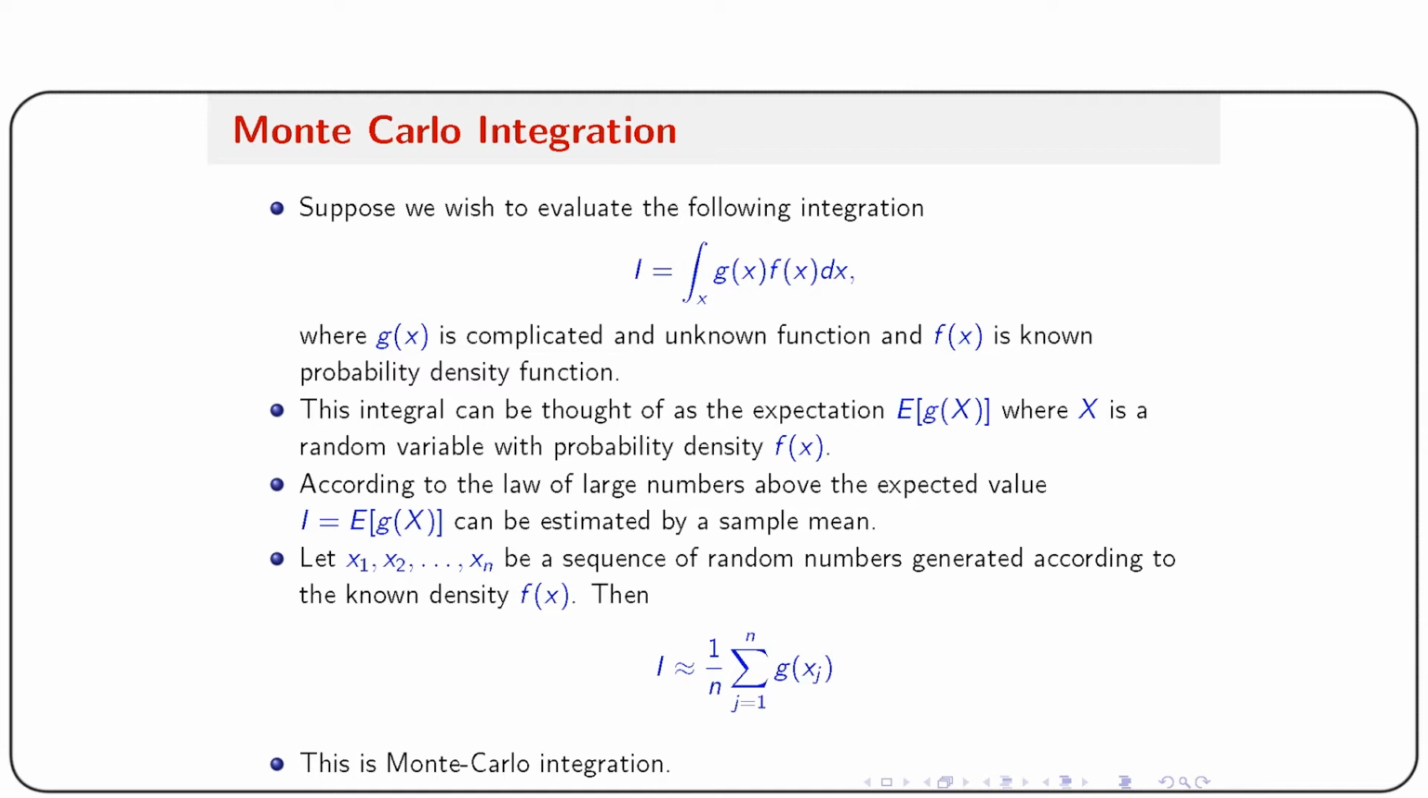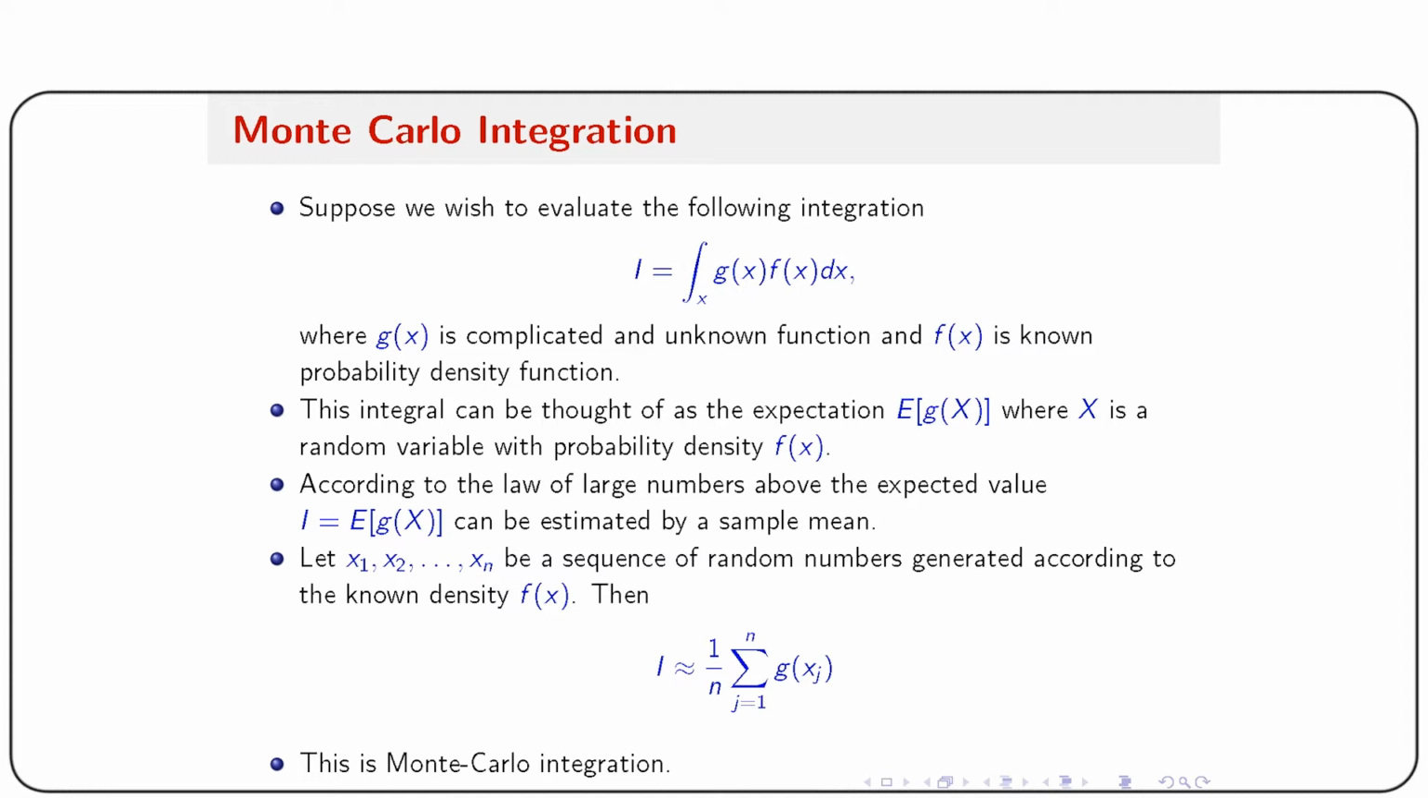Suppose we wish to evaluate the following integration: I equals the integral of g(x) f(x) dx, where g(x) is a complicated and unknown function and f(x) is a known probability density function. This integration can be thought of as the expectation of g(X), where X is a random variable from the probability density f(x), which is a known probability distribution.